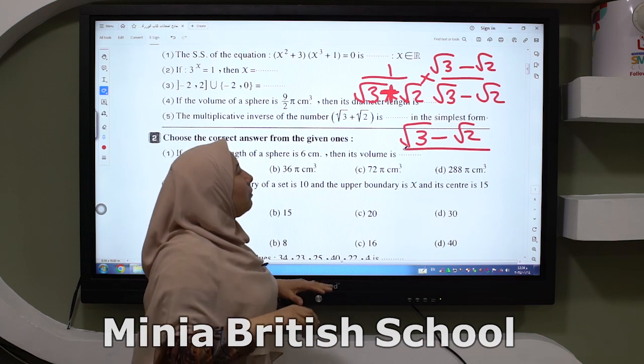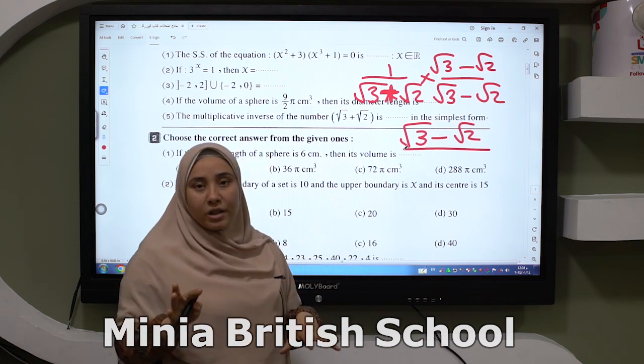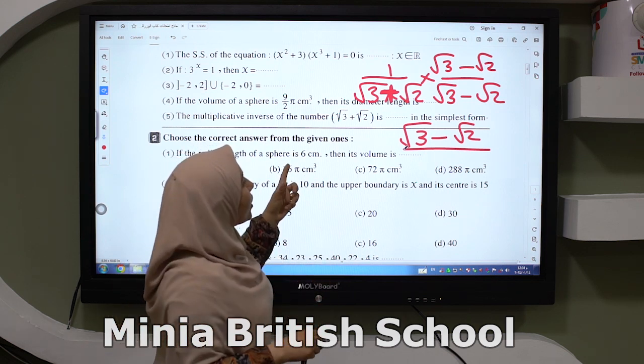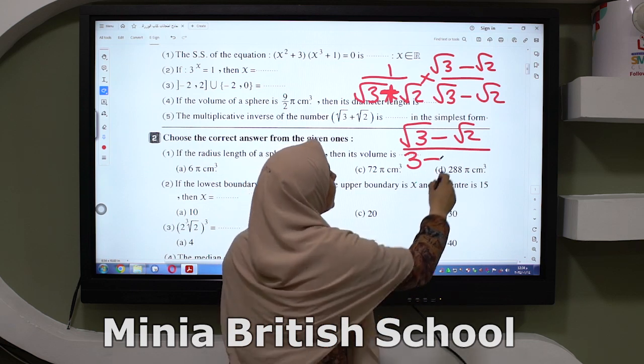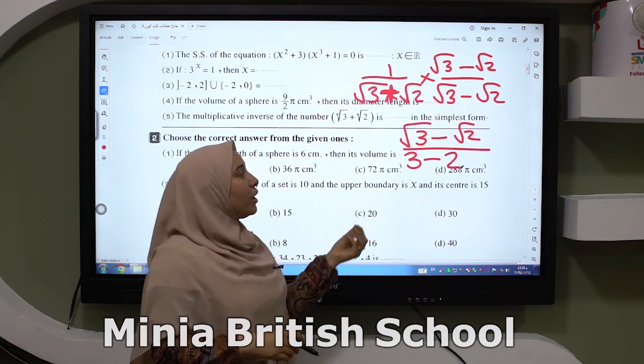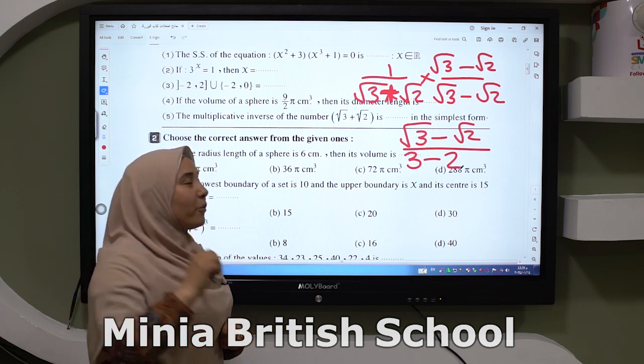Okay, now in the denominator I have 2 conjugate numbers. Their product equals square the first minus square the second. Square the first equals 3 minus square the second equals 2. Then root 3 minus root 2 over 1 equals root 3 minus root 2. Okay, now the second question.